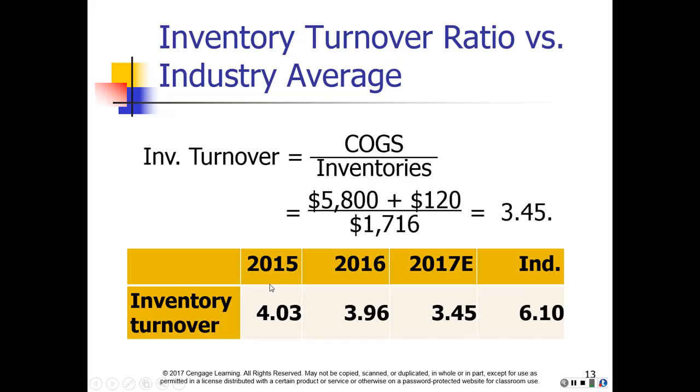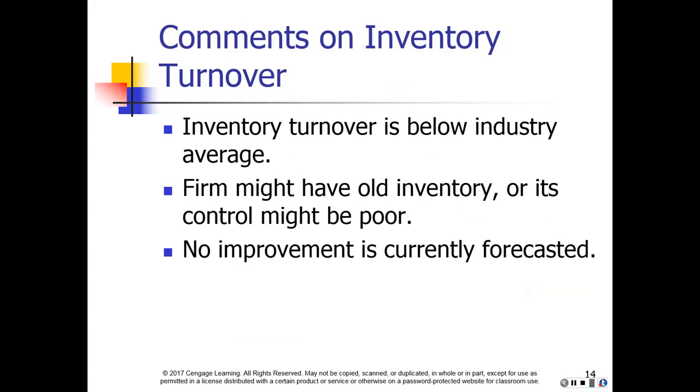Inventory turnover for the company Computran had gone down from 4.03 to 3.96, but even with the improved outlook, the inventory turnover for Computran is expected to decline even further, and it remains far below that of the industry average. So this is not looking good. Inventory turnover is below industry average. The company may have old inventory, or its inventory control process is poor. So according to our forecast, there's no improvement, just a decline.